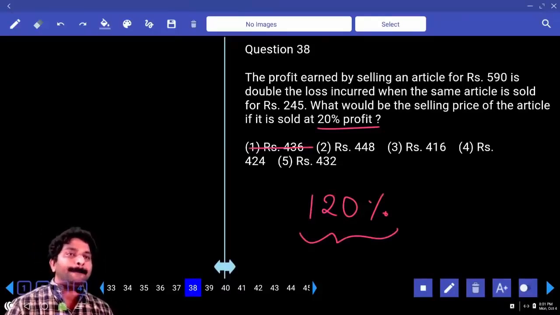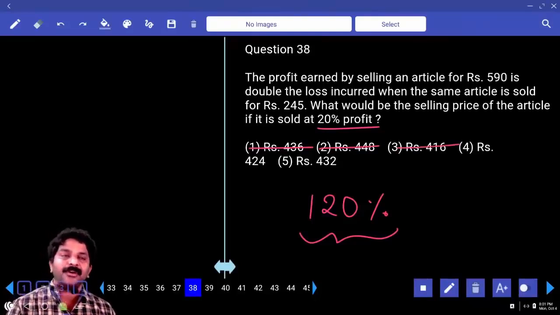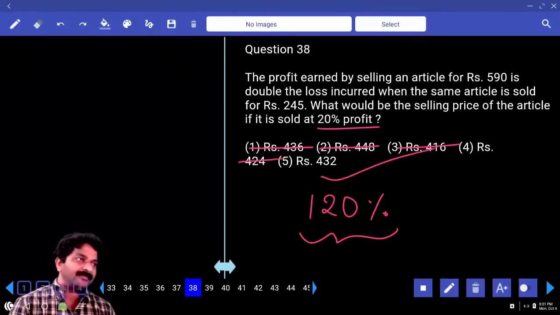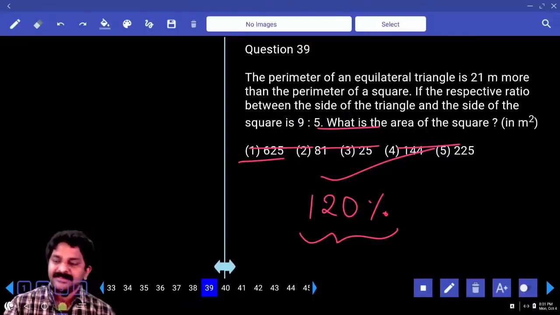Is your first option a 3 multiple? No. Second, 8 plus 8, 16. No. Third option, 6 plus 4 plus 1, 11. No. Fourth option, 4 plus 4 plus 2, 10. No. Fifth must be your answer. When you are expecting 20% profit, your selling price must be equal to 120%. 120% is a 3 multiple, so the answer must be a 3 multiple. Okay. Next.